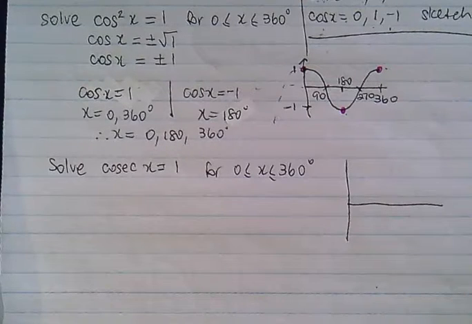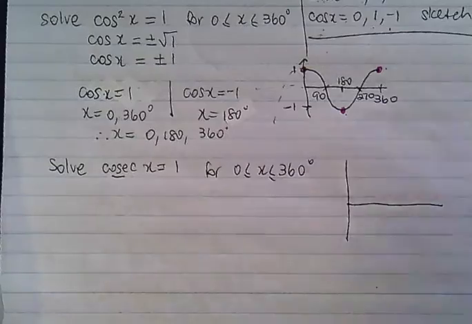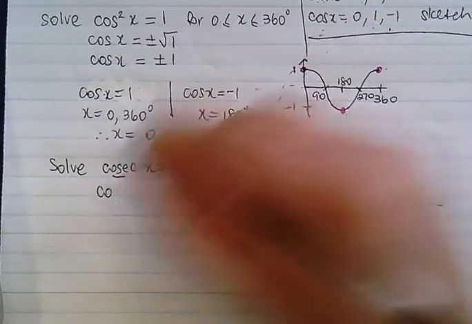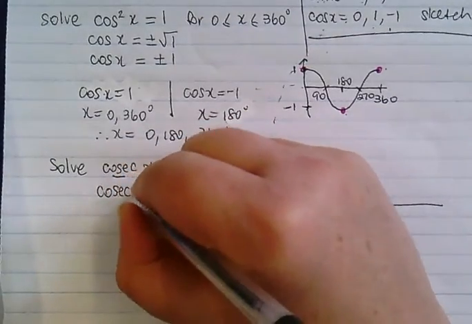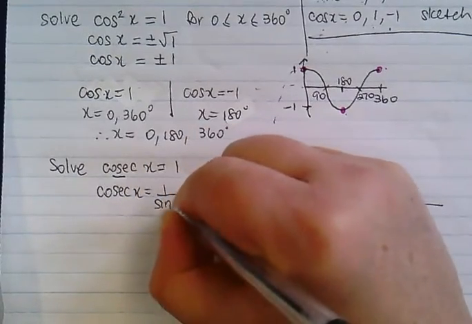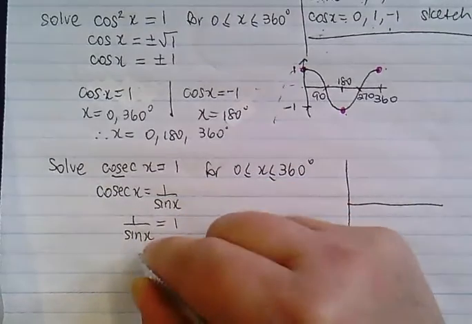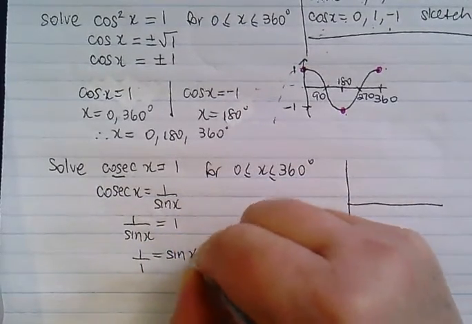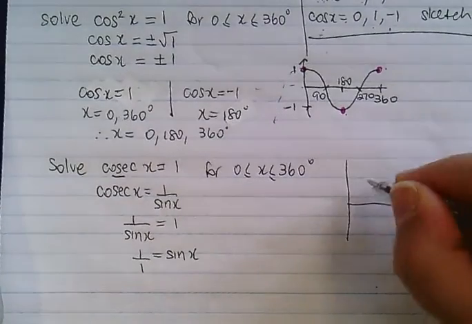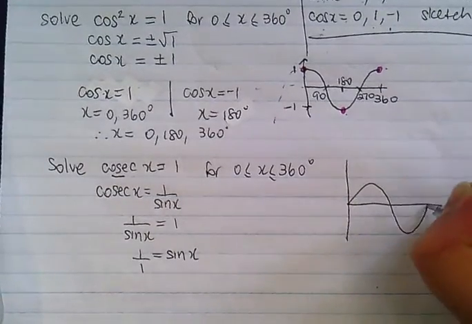Cosec x equals 1 for 0 less than or equal to x less than or equal to 360. You've got a few different ways to do this. You could just write that cosec x is 1 over sine x. Isn't this just the same as me solving 1 over sine x is 1? Swapping, I'm really just solving sine x is 1. Does that make sense? But if I just sketched it, I could see it anyway.